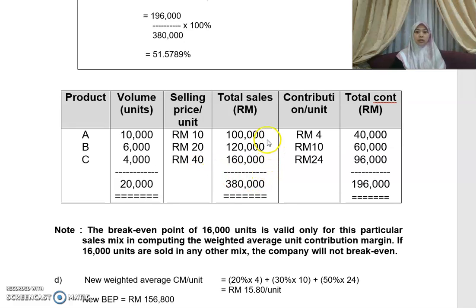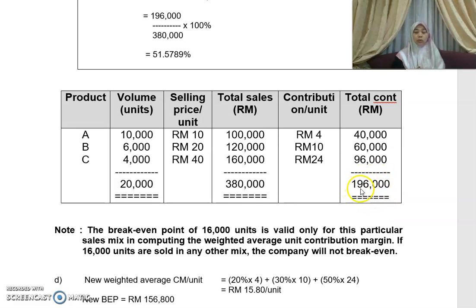So this one is your total sales, less your variable cost, or you can also straight away get the contribution. Okay, this one is given in the question, the contribution is 4 ringgit per unit. So 4 ringgit times the 10,000 units, you will get 40,000. 6,000 units times 10 ringgit gives you 60,000, and 4,000 times 24 gives you 96. So this one is your total contribution, 196.